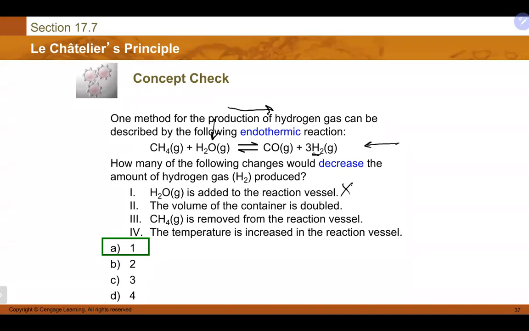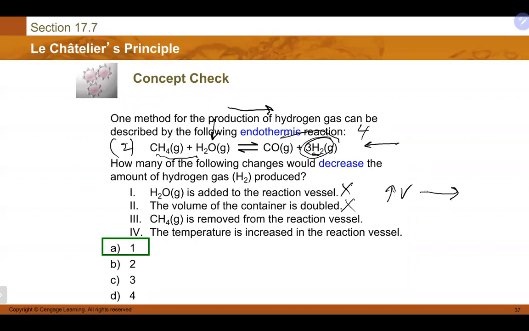The volume of the container is doubled. So we're increasing the volume. That means that we should have more volume. We need more gas molecules. Left-hand side here is 2. Right-hand side is 4, I think. So we need more gas molecules. In this case, it would shift to the right, which would not be good because then that would make more H2. So that is not going to work.